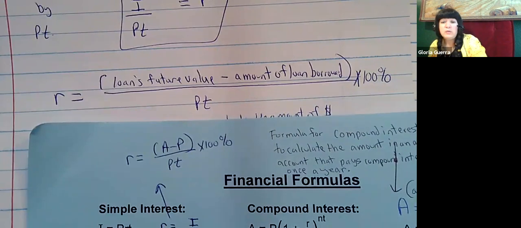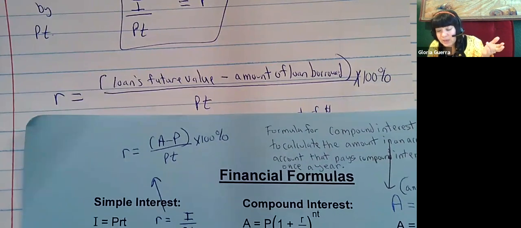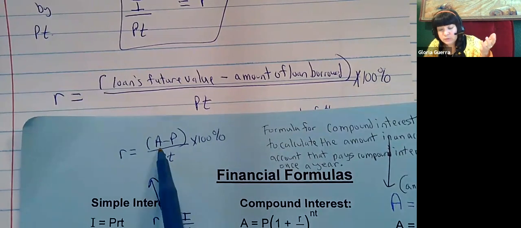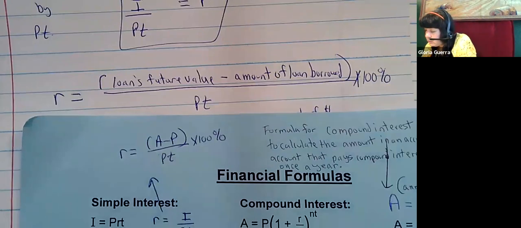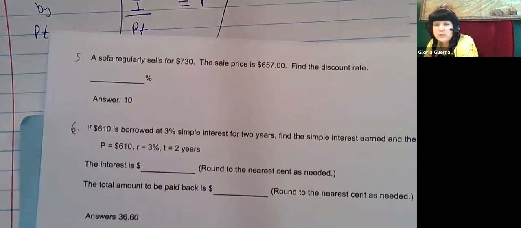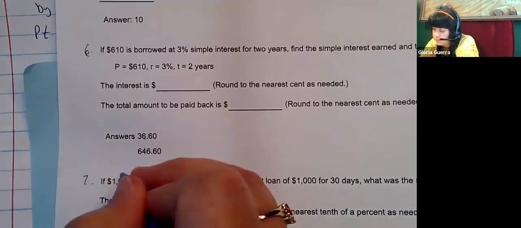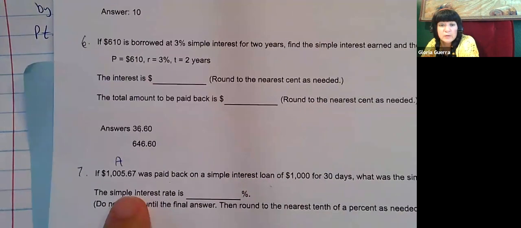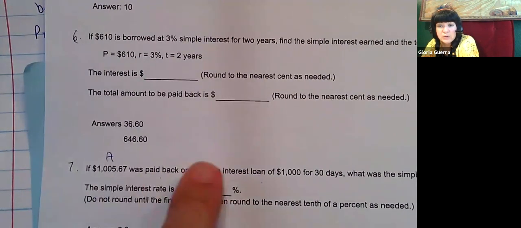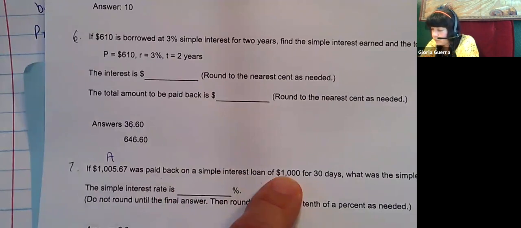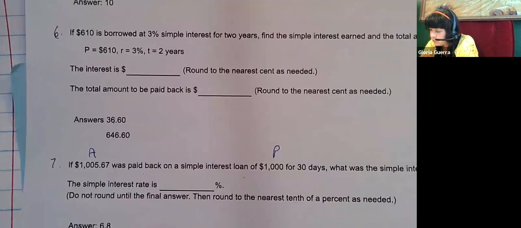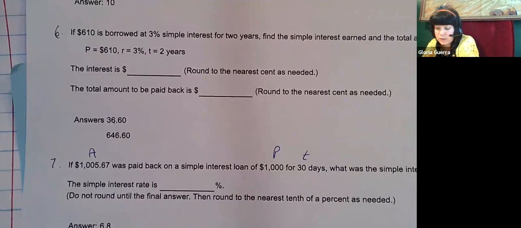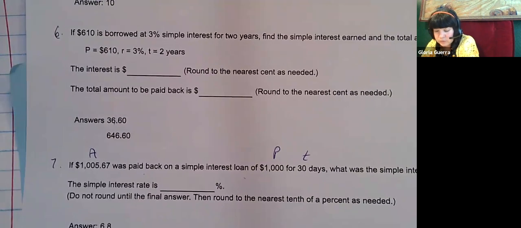And we have all these values given. So A was $1,005.67. This was your A, $1,005.67. And then there's your P, the amount that you borrowed. And then there's your time, 30 days. So 30 out of 365, which they confirmed was 365.